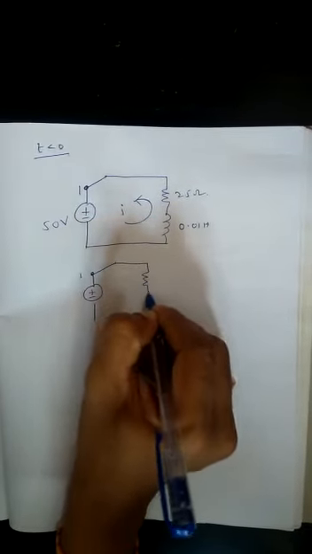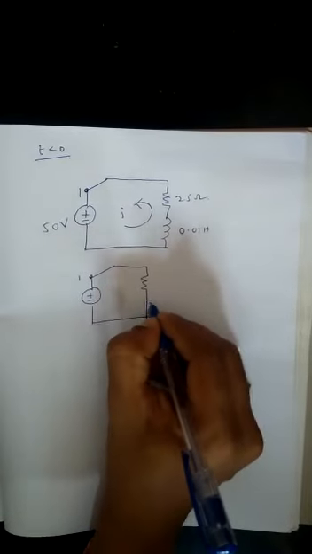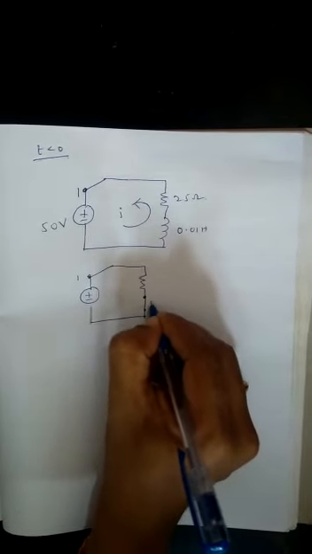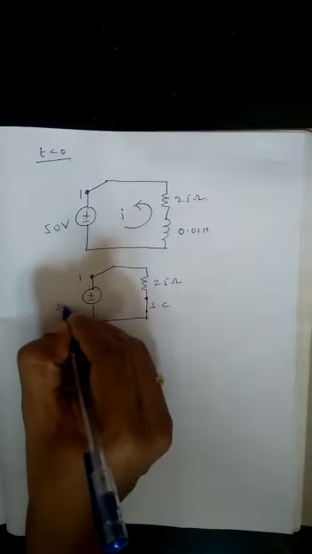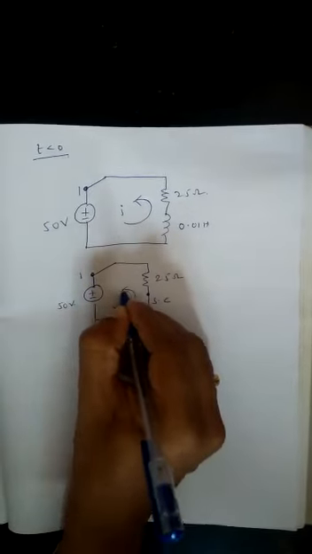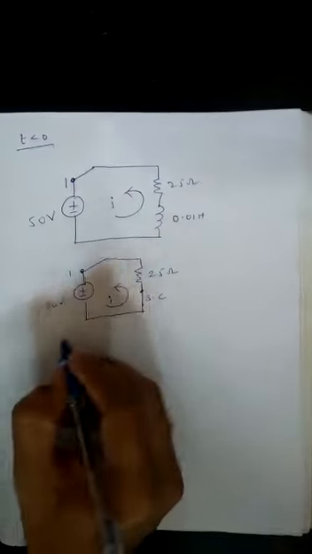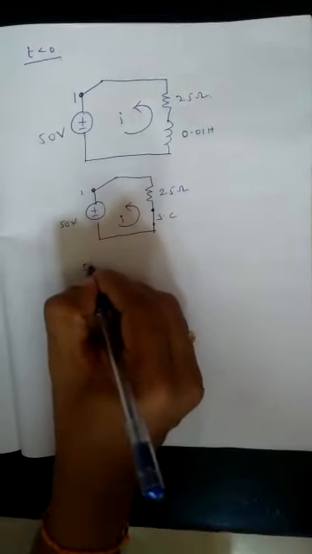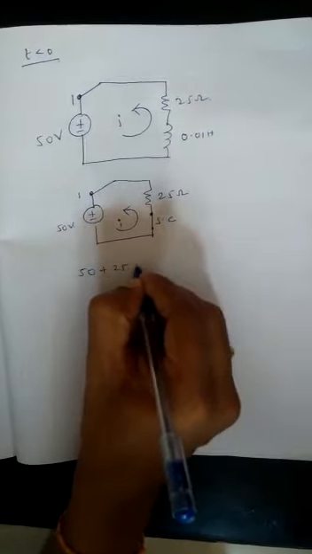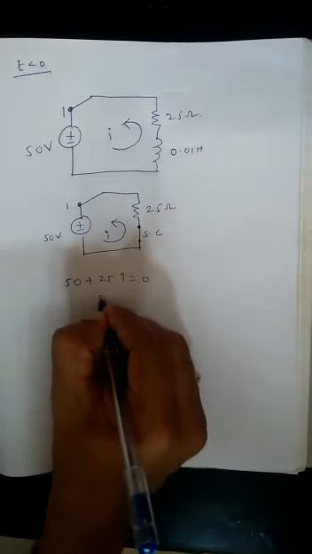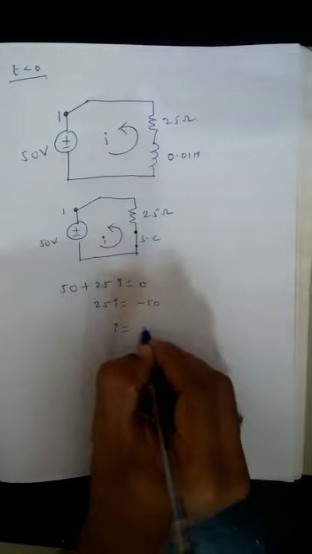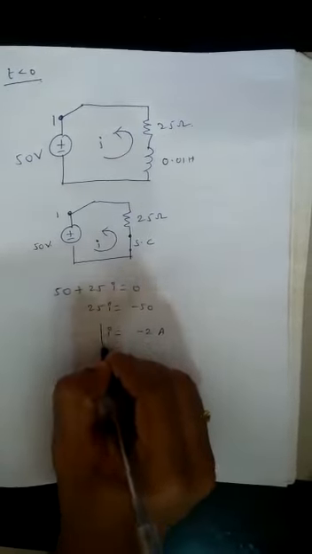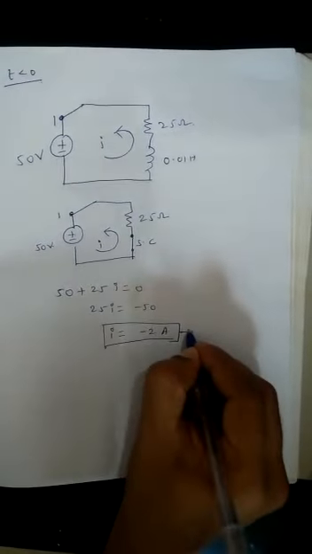So the inductor is replaced by a short circuit. Hope you understood. 25 ohm, this regarding 50 volt, right? So follow the same current direction. Now apply the KVL. What will happen here? 50 plus 25 I equal to 0, 25 I equal to minus 50, I equal to minus 2 ampere. This is the initial current.